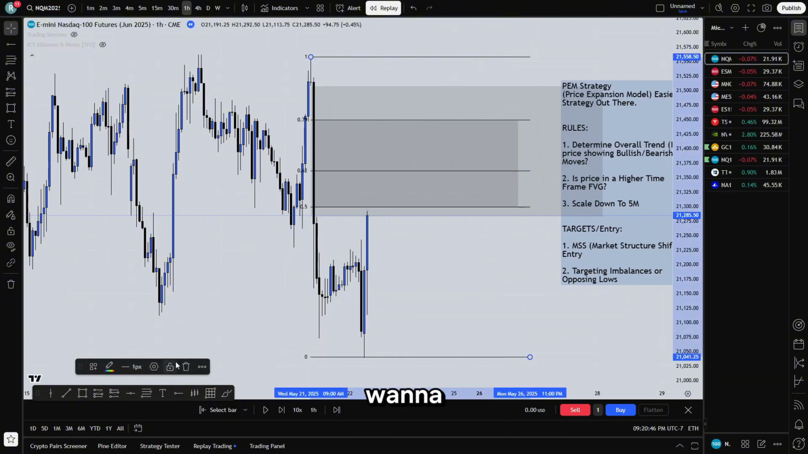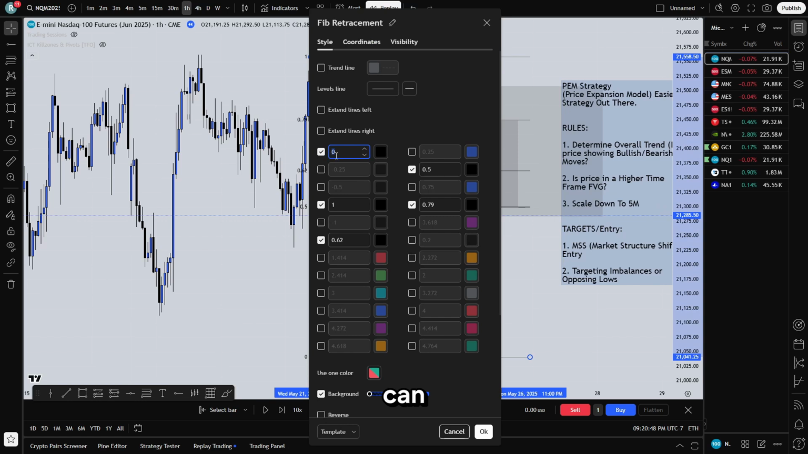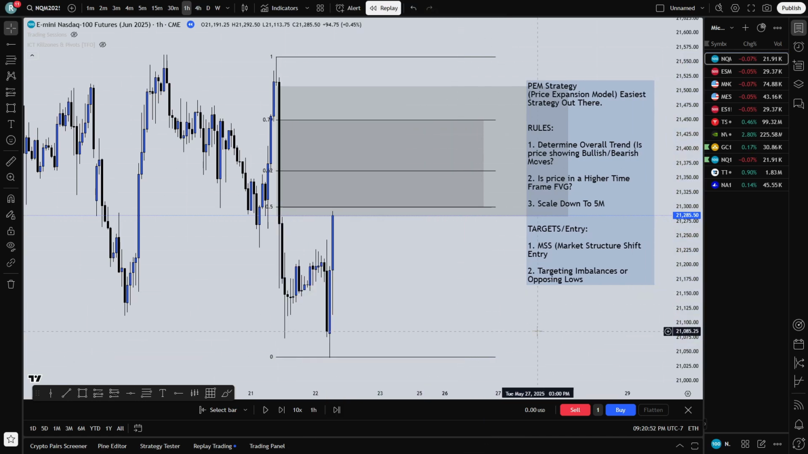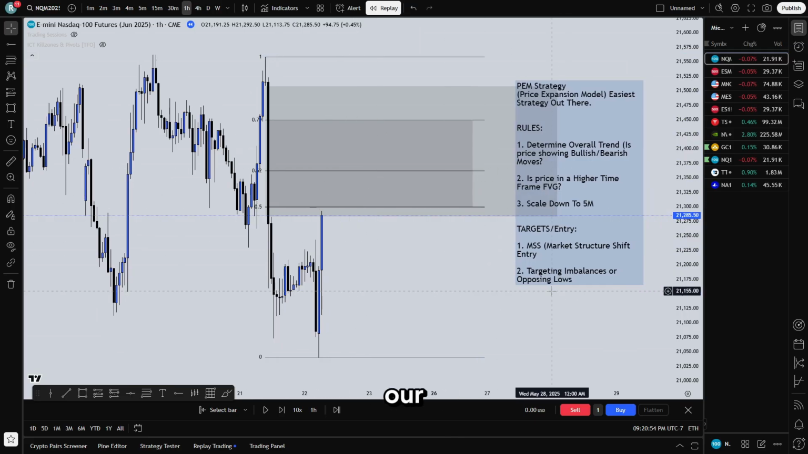So go ahead, if you guys want to copy this, you can. So this is the settings. And yeah, so basically that is our bias.